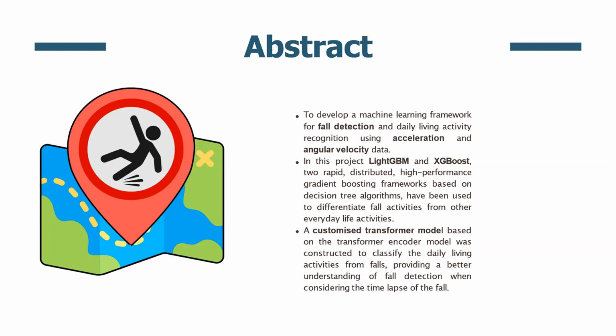daily living activity. Our main goal was to develop a machine learning framework for fall detection and activity recognition using acceleration and angular velocity data. This project used LightGBM and XGBoost, rapid distributed high-performance gradient boosting frameworks based on decision tree algorithms, to distinguish fall activities from other daily life activities. A customized transformer model based on the transformer encoder model was built to classify the daily living activities from falls, providing a better understanding of fall detection when considering the time lapse of the fall.